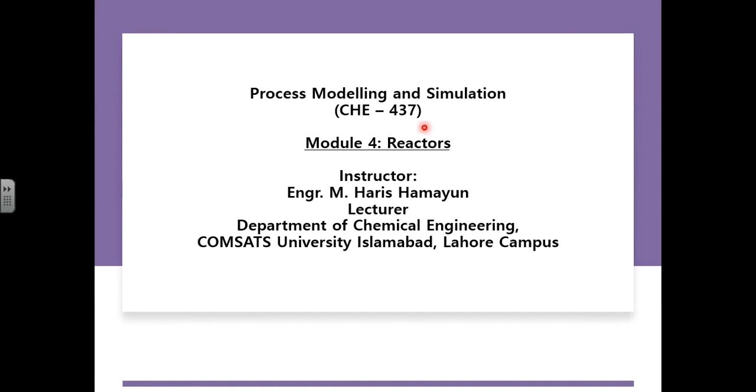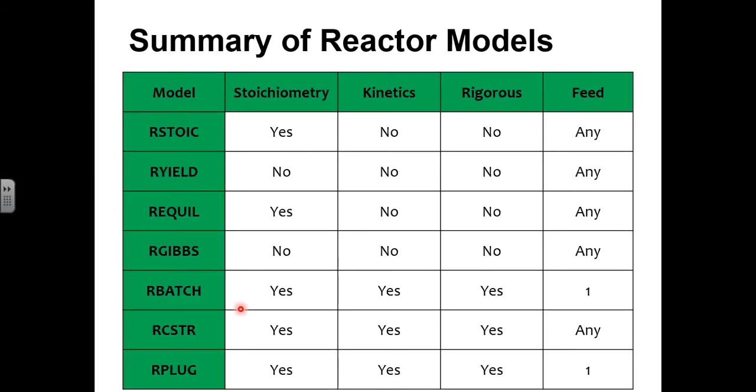And the module which we are covering these days is related to the reactors. If we look at the summary, in this reactor, we have to specify the stoichiometry, we have to specify the kinetics. This is a rigorous model and the feed count can be any number, means you can specify more than one feed. And this is a rigorous model, and in this example, we will learn something new regarding the design spec.